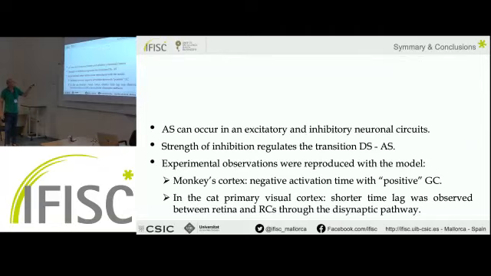In the second part, I showed that anticipated synchronization can occur in excitatory and inhibitory neuronal circuits. The strength of inhibition regulates the transition from delay to anticipated synchronization. There are experimental observations that were reproduced by our model. In particular, I showed you what happened in the monkey's cortex, where negative activation time with positive Granger causality was observed. And I didn't show you, but I have the results, that in the visual cortex a shorter time lag has been observed between the retina and the thalamus than if it goes to a relay element, meaning that the direct information transmission takes longer than going through a relay element, as expected.